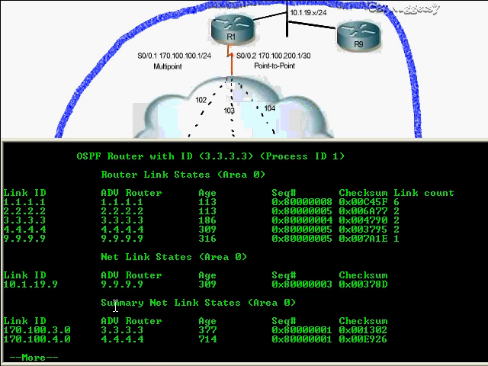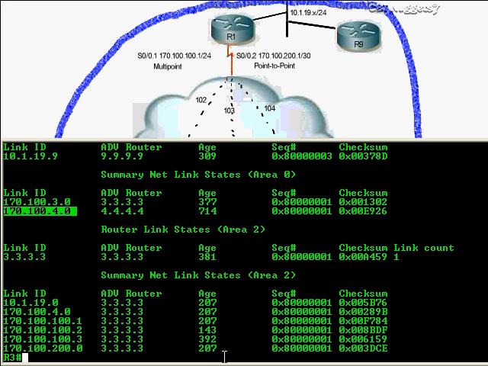And I'm looking right here. Here's my summary routes. These are LSA type 3s. These are the ones coming from other areas. I see 170.100.3.0, 170.100.4.0 is in the database. So I'm receiving these other routes. And at that point, if they're not showing up in the routing table, I can start getting into my troubleshooting.